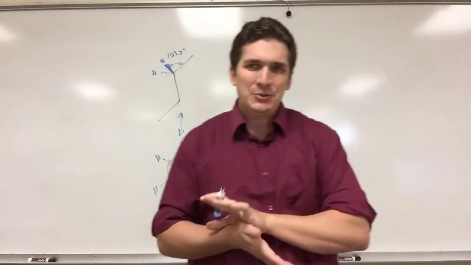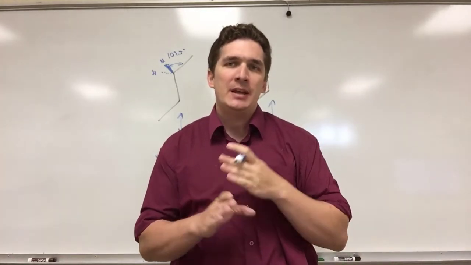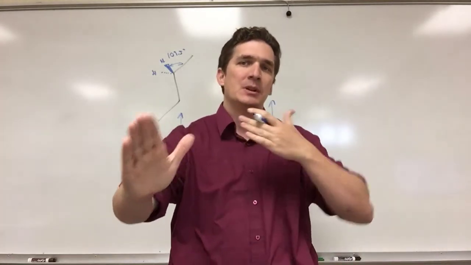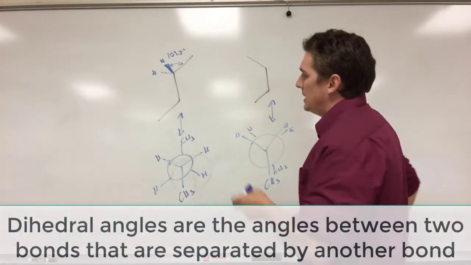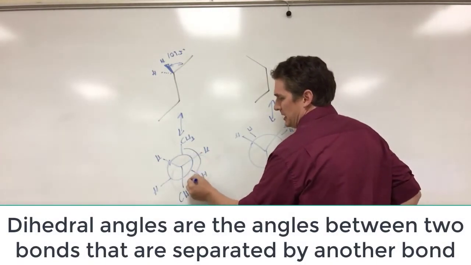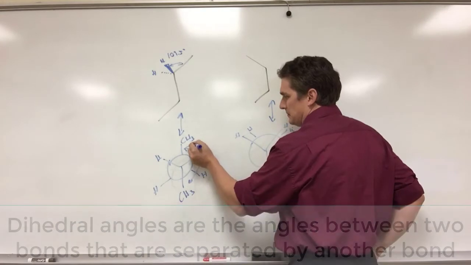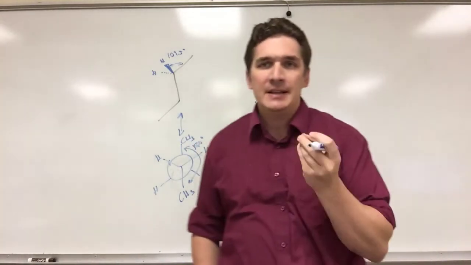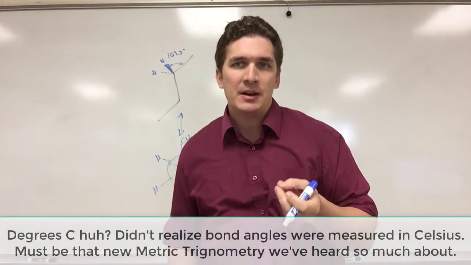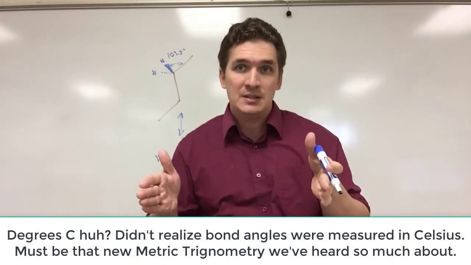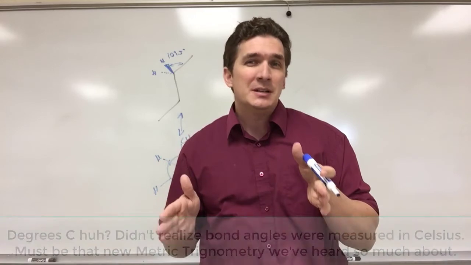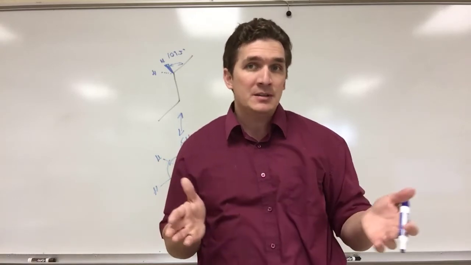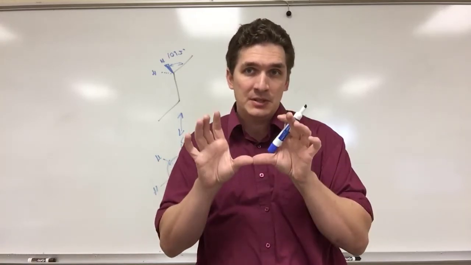So dihedral angles actually refer to the angles between bonds that are separated by another bond. So in the case of this compound, the dihedral angle between the methyl groups is 180 degrees. Now to define a dihedral angle, we have to kind of describe, because we've got things separated by an atom, we also need to specify what we're talking about. With a bond angle, it's easy. It's two atoms connected to a single atom.